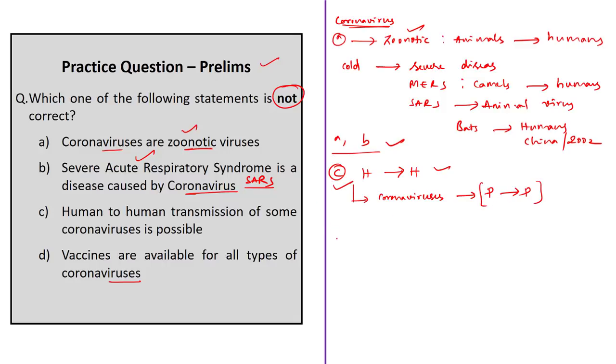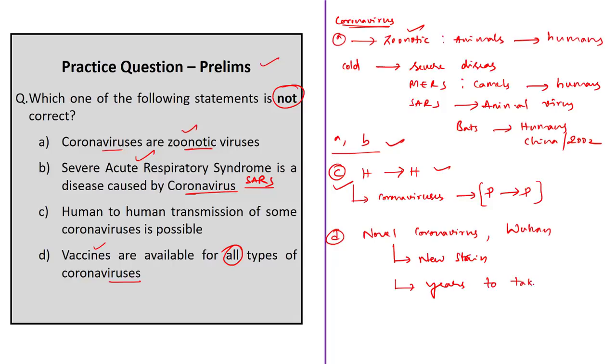Now, if you look at option D, it says that vaccines are available for all types of coronaviruses. See, recently a novel coronavirus outbreak was reported in China in Wuhan province, which is a new strain of coronavirus. Know that it can take many years for a new vaccine to be developed for a particular disease. Therefore, it is a novel coronavirus, that is a recently found virus, and there is no vaccine developed as of now for this new strain of coronavirus.